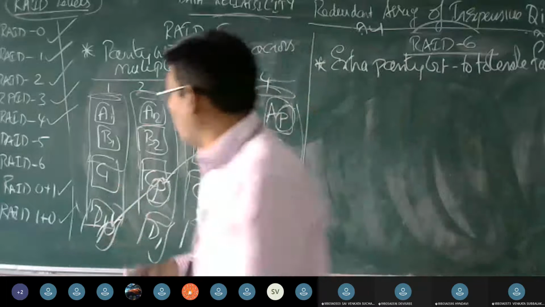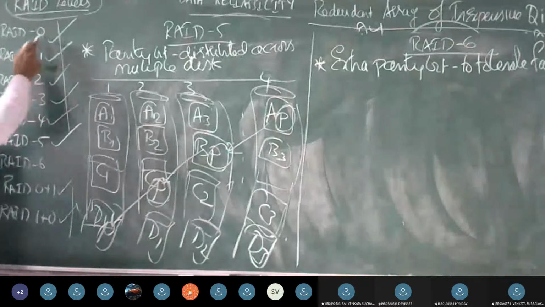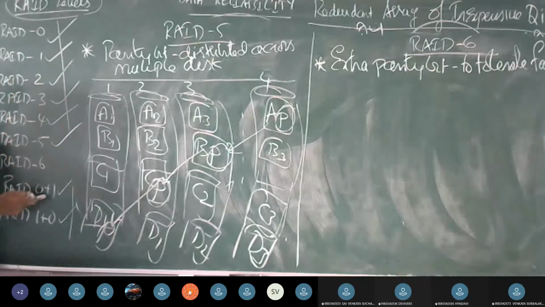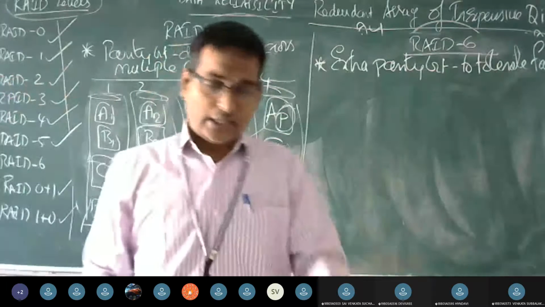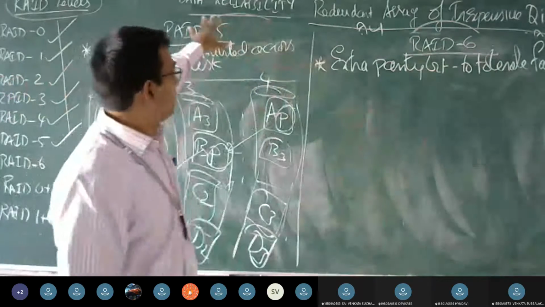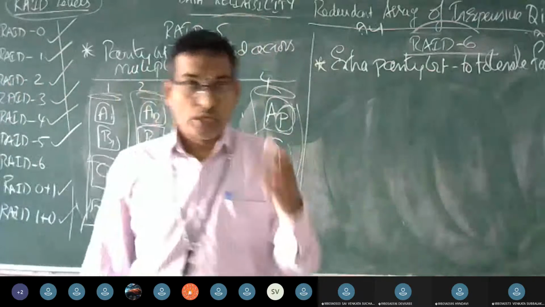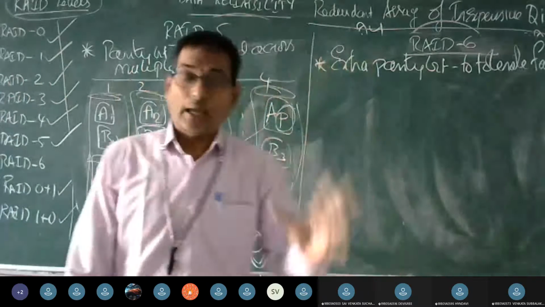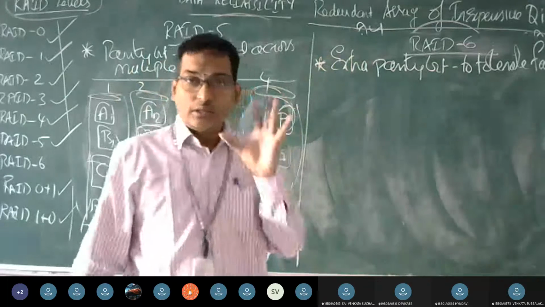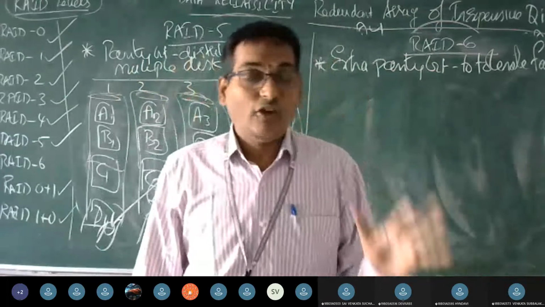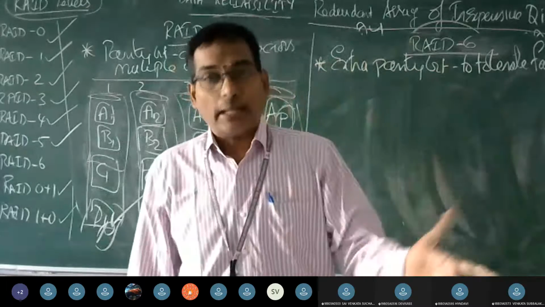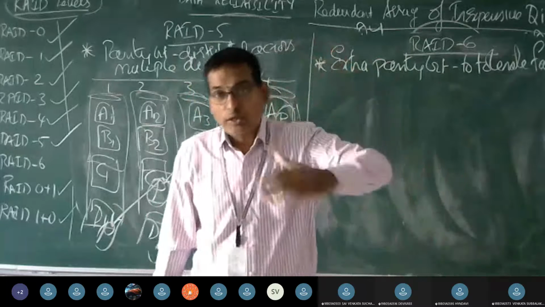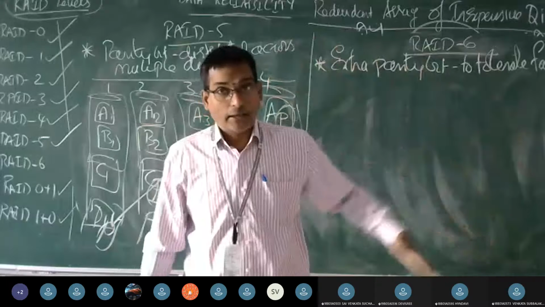That was the concept taken up right from 0, 1, 2, 3, 4, 5, 0 plus 1 and 1 plus 0. For all of them, the commonality was that there should not be any data loss. That is data reliability. Now the question was, what if the parity bit is lost? Who is going to have the backup for the parity bit?